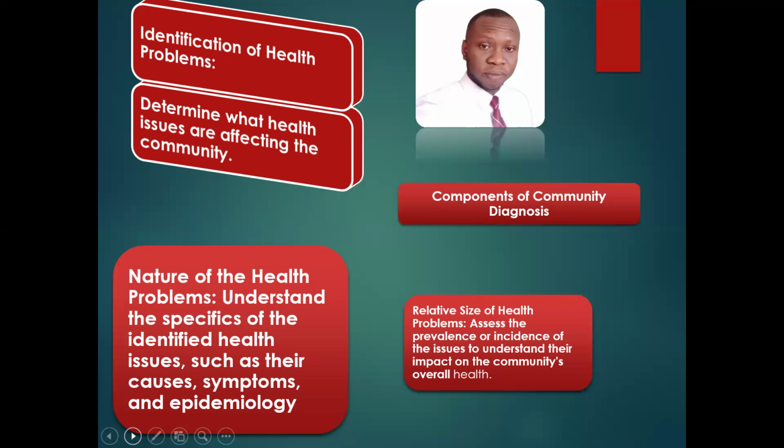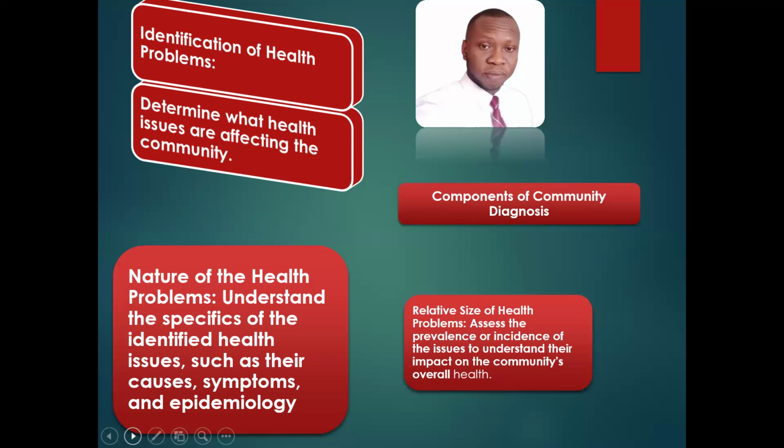Who is affected? Is it the children? Is it the mothers? Is it the fathers? Is it the elderly ones? Is it the adolescents? That's the person. At what time is this condition common in that community? We're looking at seasonal variations where we are having cholera outbreak, meningitis outbreak, avian influenza outbreak, and all of that. So we also look at time. Then we look at place. Which part of the community is this condition more common?